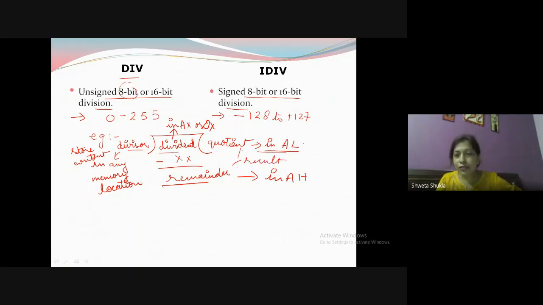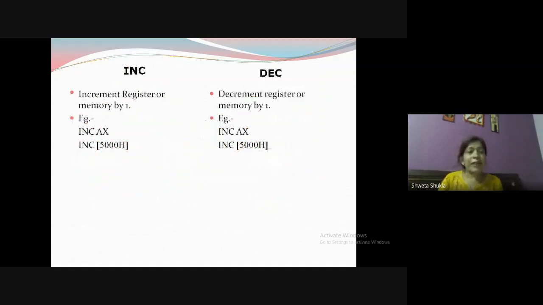And first, AL means quotient and AH means remainder, so the complete AX register will be saved by the value. So anything you are doing, whether addition, subtraction, multiplication or division, you know that the result is always saved in the accumulator register.